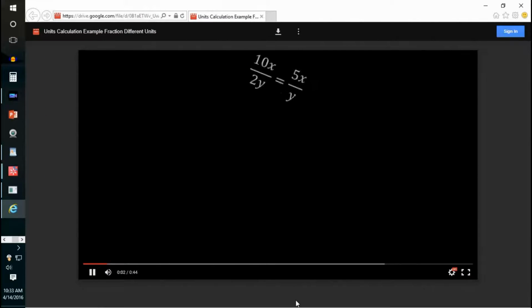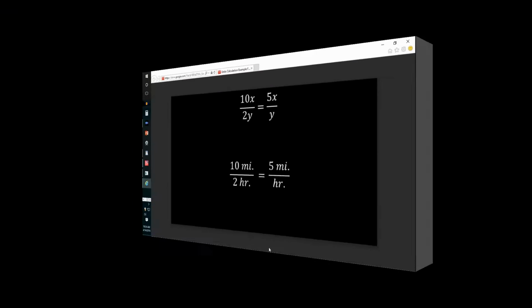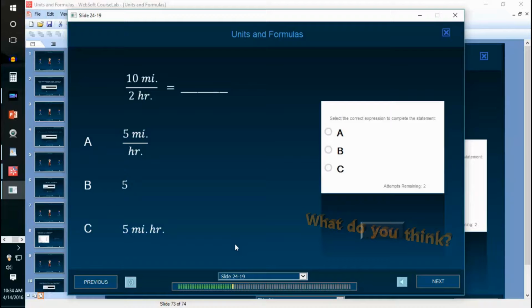Another example. Just as we say 10x over 2y can be simplified to be 5x over y, we can say that 10 miles over 2 hours can be simplified to be 5 miles over 1 hour, or 5 miles per hour is how this also can be expressed. 10 miles over 2 hours equals which of the following?